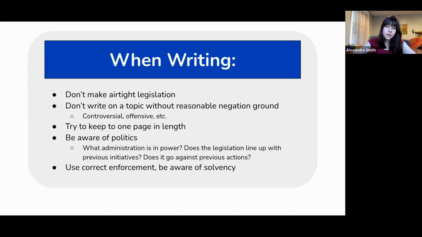Sometimes you do need to go over it, but a lot of times it's a good idea to try to keep it shorter. Be aware of politics. What administration is in power? Does the legislation line up with previous initiatives? Does it go against previous actions? If you were to be passing it, would it undo an action that specifically was taken for a purpose that you really don't have a block to? Research legislation before you write it, good idea. And then also use the correct enforcement and be aware of solvency.